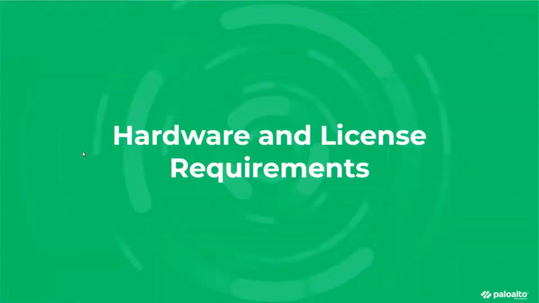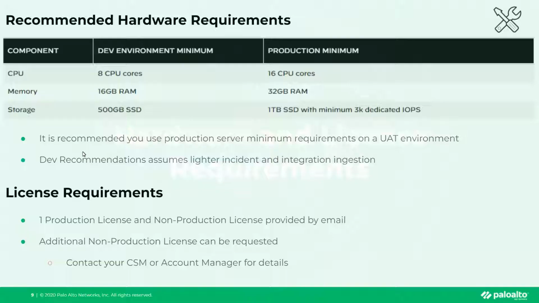So the hardware and licensing requirements, the recommended hardware requirements for a dev is listed here. It's 8 CPU cores, 16 gigs of RAM, and 500 gigabytes of storage. SSD is required, and the production minimums are listed there. This is on our public documentation. One thing that I recommend, if you decide to leverage a UAT environment, is using the production minimum.